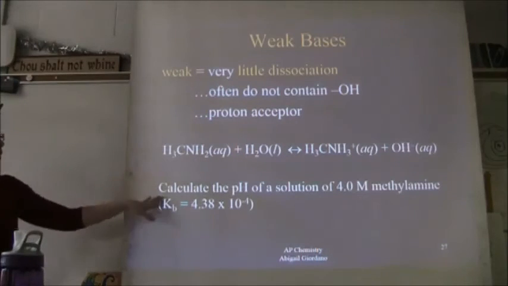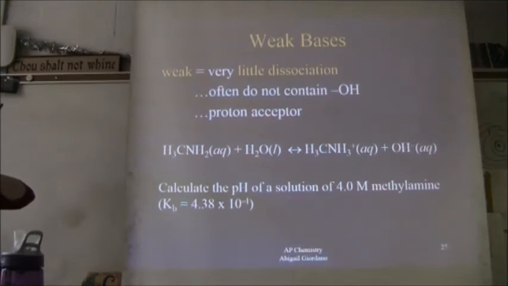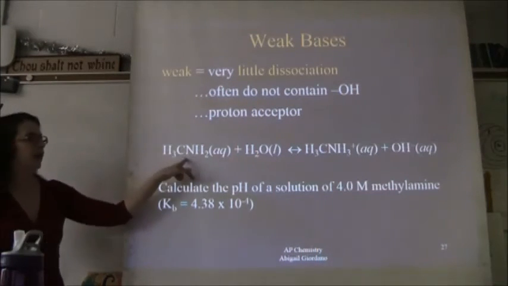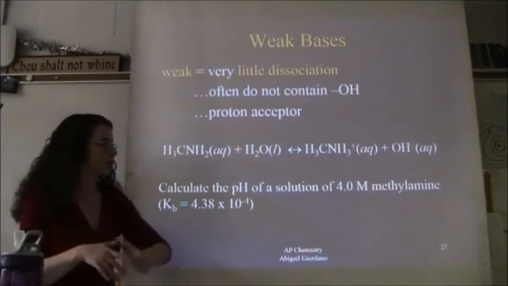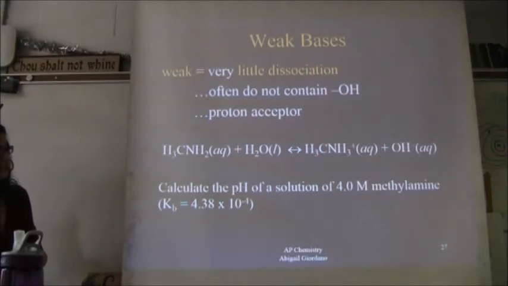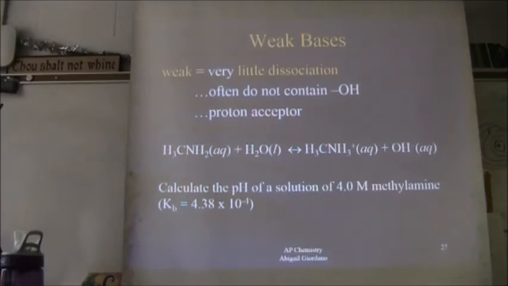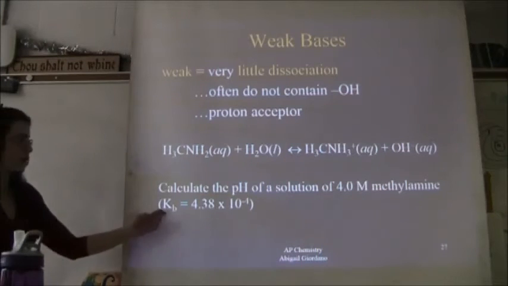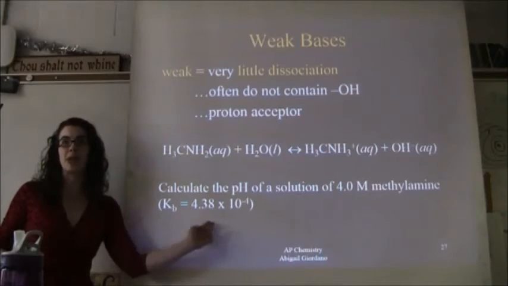But we're going to look at a problem here. The name of this compound, just for your interest, is methylamine. It's an organic compound. It says, calculate the pH of a solution of 4 molar methylamine. And notice, I give you a Kb value.